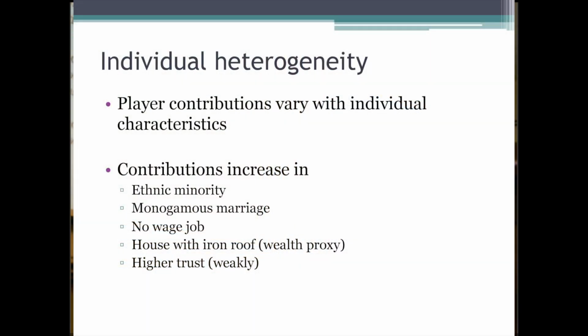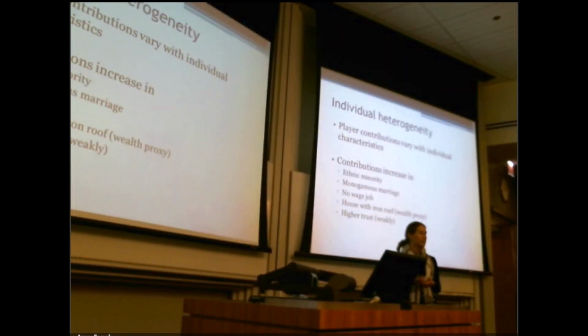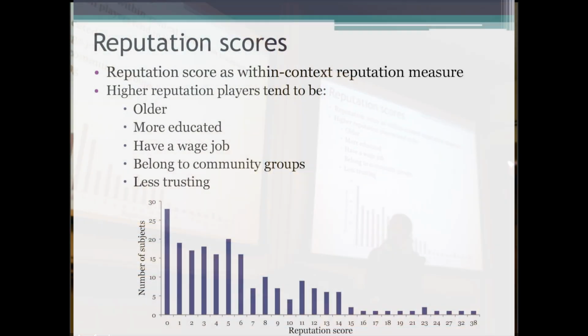So then the other thing I looked at was the individual heterogeneity across the players. And I found that people who are ethnic minorities in the village, who practice monogamous marriage, this is highly correlated with being Christian. So this is an area where there's actually a lot of polygamy. And people who do not have a wage job, so this is more poor people, and slightly wealthier people are the ones who end up giving more. And the last slide basically shows the reputation score. So this was also an interesting feature of this game that I was able to do.